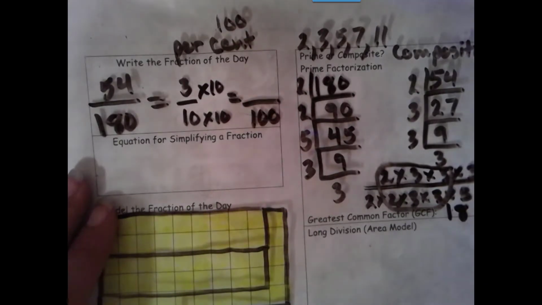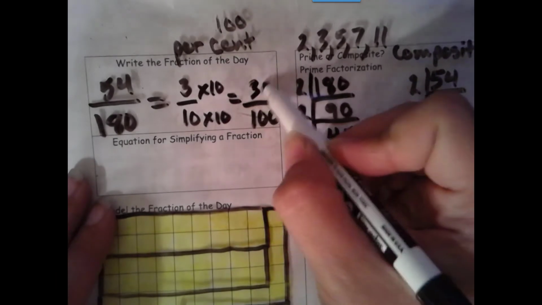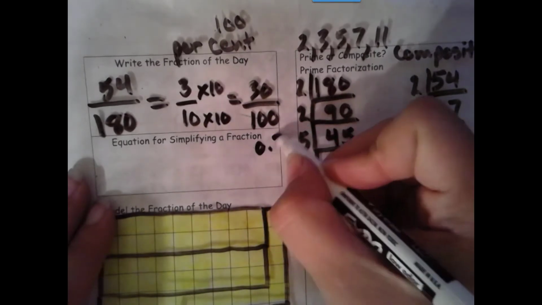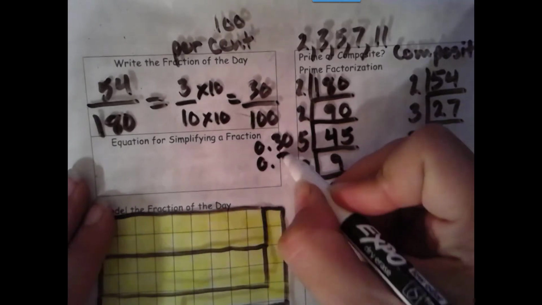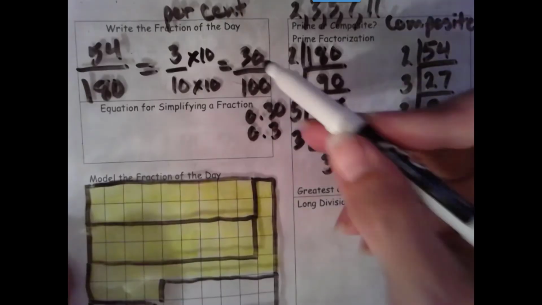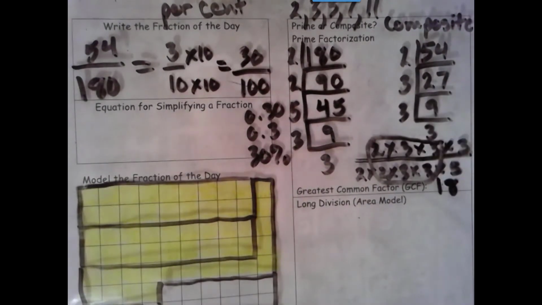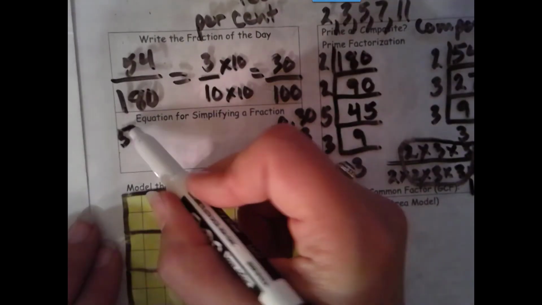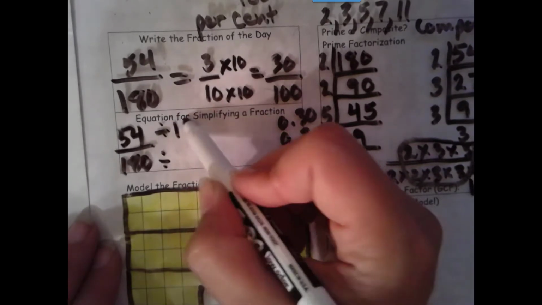I can get that equivalent fraction with a 100 in the denominator by multiplying by 10. And 3 times 10 is 30. So as a decimal, I have 30 hundredths. I also have 3 tenths. But this is 30 per 100, so 30% of the school year complete today. We have 70% left. Okay, now that we've done our division with our model, let's divide using our algorithm.